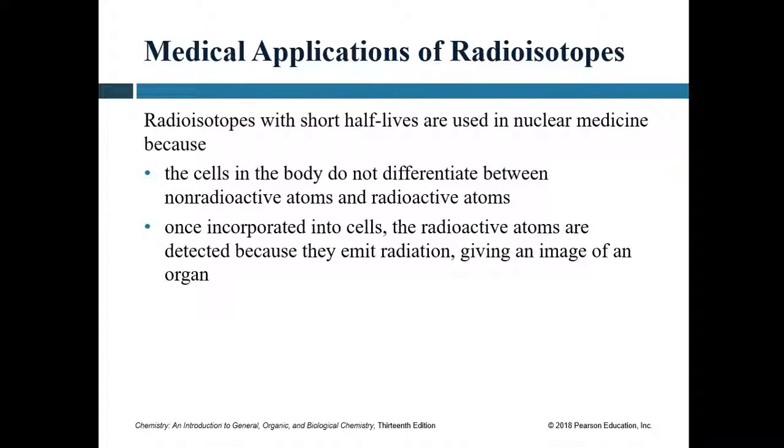Now, radioisotopes with short half-lives are used in nuclear medicine because the cells in the body do not differentiate between non-radioactive atoms and radioactive atoms. And once incorporated into the cells, the radioactive atoms are detected because they emit radiation, giving an image of an organ.